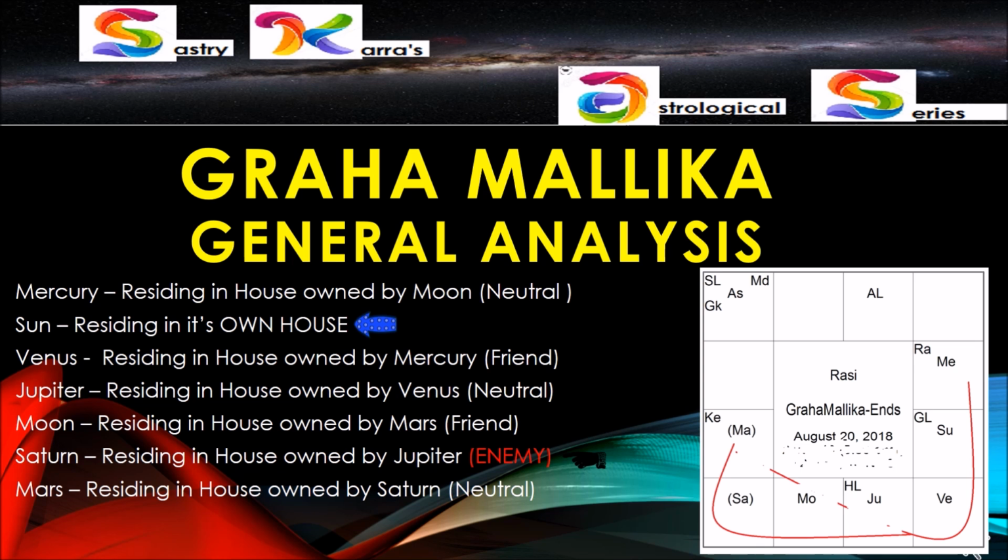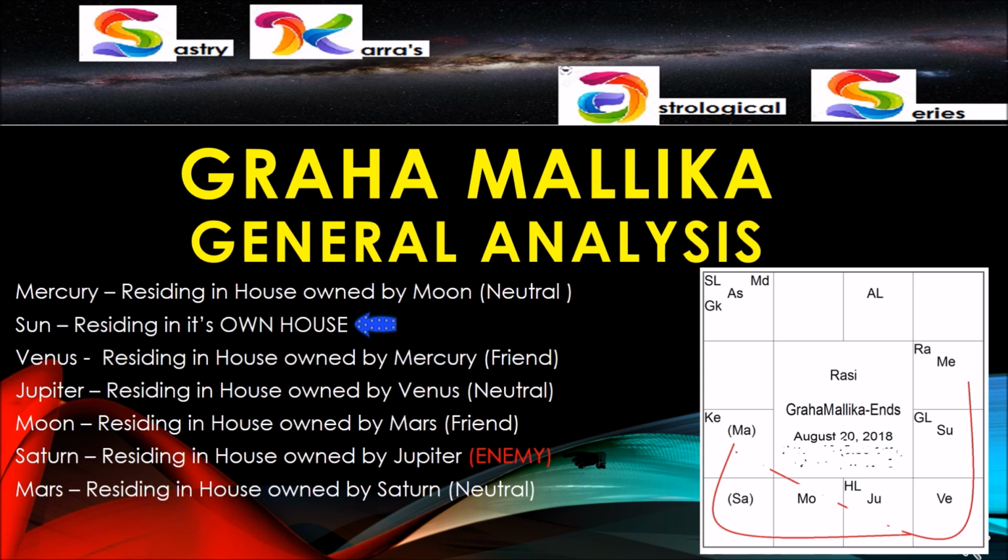Venus is residing in the house owned by Mercury. Venus and Mercury are friends, so Venus is in a good position. Jupiter is residing in the house owned by Venus, and the relationship between Jupiter and Venus is neutral, so that's no problem. Moon is residing in the house owned by Mars. The relationship between Moon and Mars is friendly, so no problem.